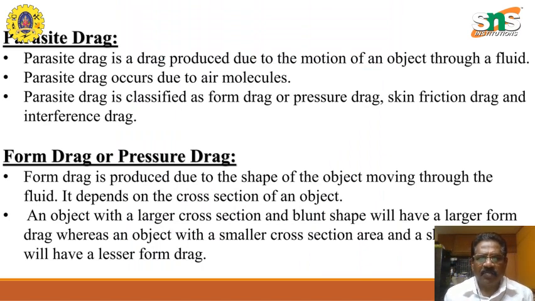The parasite drag is a drag produced due to the motion of an object through the wind. It occurs due to the air molecules. It is classified as form drag, pressure drag, skin friction drag, and interference drag. The form drag or the pressure drag is produced due to the shape of the moving object. That is why the designers try to bring in a more aerodynamic shape. It depends on the cross section of an object. An object with a larger cross section and blunt shape will have a larger form drag, whereas an object with a smaller, slimmer cross section will have a lesser form drag.